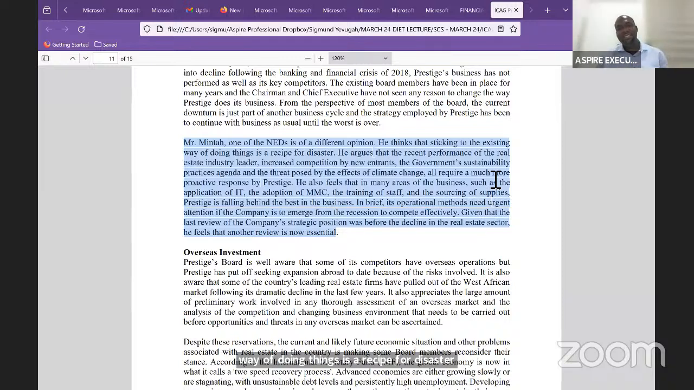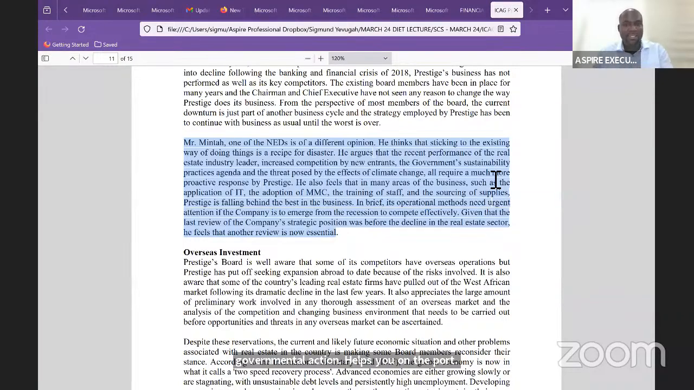He urges that the recent performance of the real estate industry leader increased competition by new entrants. I hope you're getting the factors. So the recent performance of the real estate industry leader, and you'll be hearing about the leader very soon, increased competition by new entrants. That helps you alone to know that clearly there's rivalry in this industry. The government sustainability practice agenda, which is governmental action, helps you under Porter's diamond, governmental action.